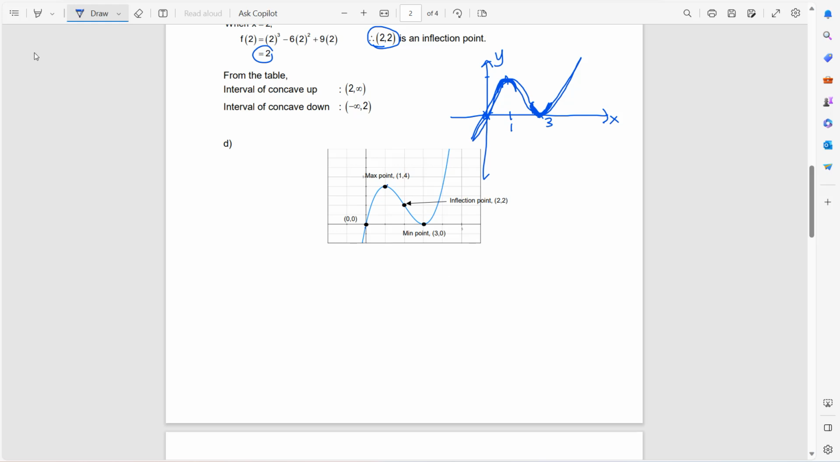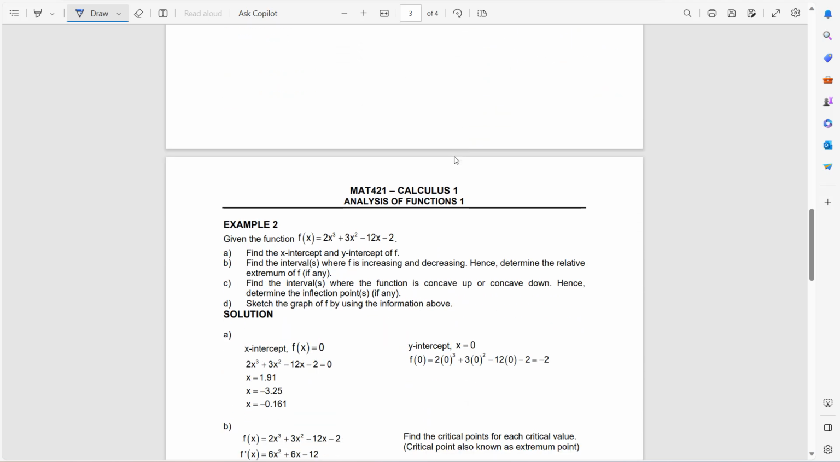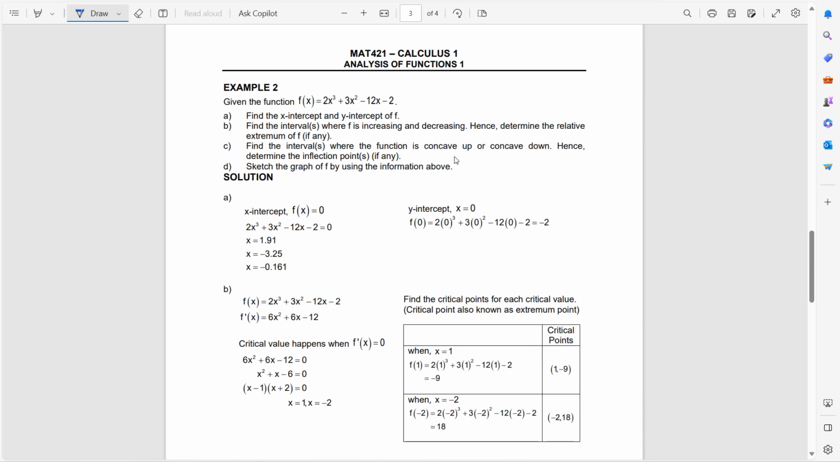Okay, let me try one more example. Example number 2. We want to sketch this one by using the concept of differentiation. So first of all, the question asks us to find the x-intercept and then the y-intercept. So the x-intercept happens when f(x) equals 0. So we make this function equal to 0, and then we try to solve by using our calculator. We get 3 values of x, this one and this one.